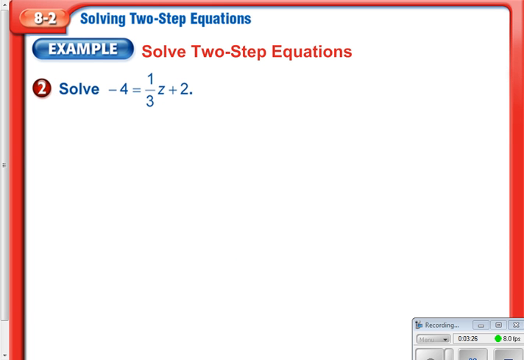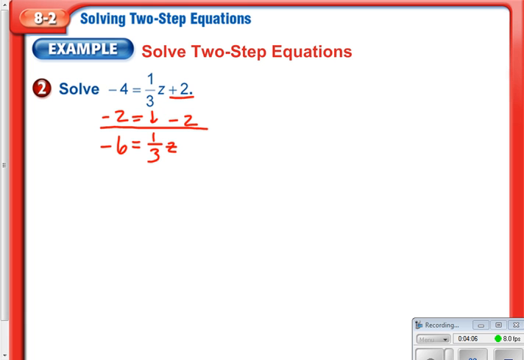Example 2. Negative 4 equals 1/3 z plus 2. Step 1 is to combine any like terms. No like terms on the left or right side of the equation, so then we need to get rid of any addition or subtraction. In this case, we need to get rid of the addition right there, because that is adding 2 to the side with the variable. In order to get rid of adding 2, we need to subtract 2. What we do to one side, we must do to the other. Notice that the equal sign lines up again. Negative 4 take away 2 is negative 6. And we drop down 1/3 z.